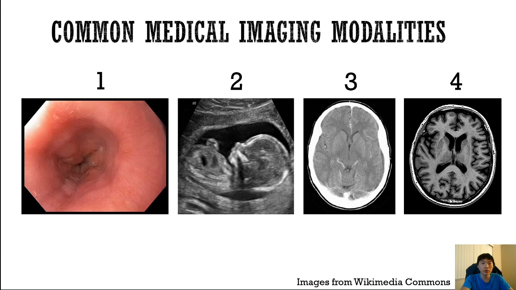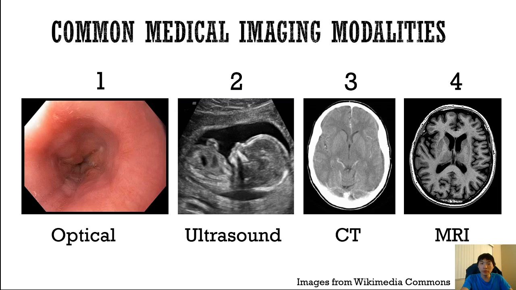And so the other two modalities I'll be talking about are computed tomography, also known as CT or CAT scan, and MRI. So which of these images do you think is the CT image? So I see a mix of 3 and 4. Both CT and MRI are commonly used to look at the brain. In this case, 3 is the CT image and 4 is the MRI image.